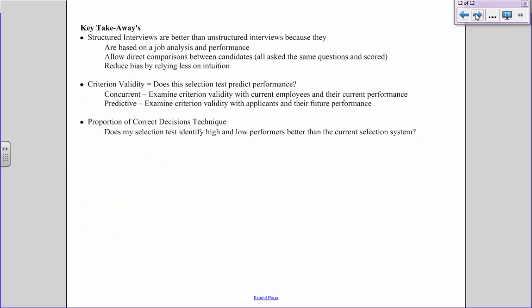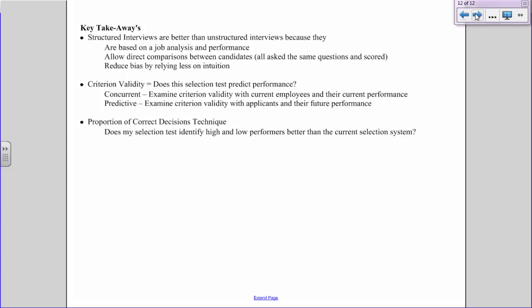So the key takeaways, right? Structured interviews are awesome. They're better than unstructured interviews. They're tied to performance. They allow you to directly compare candidates because you're asking them the same questions. You're rating them numerically. So at the end of the interview process, it's really easy to rank them based on how high of a score they achieved. It also helps reduce bias because you're not relying on intuition and you have a standardized system that everybody is using for everybody that they're evaluating.